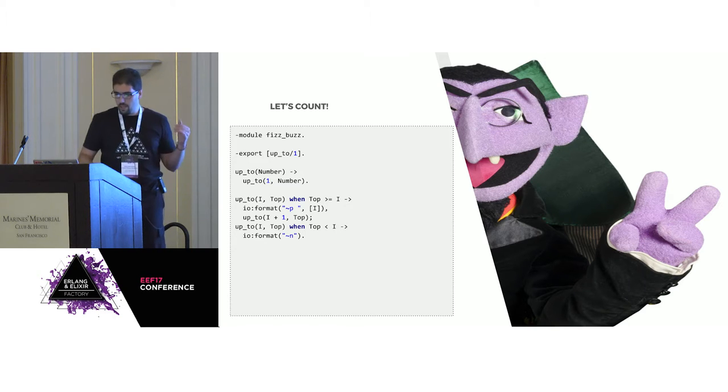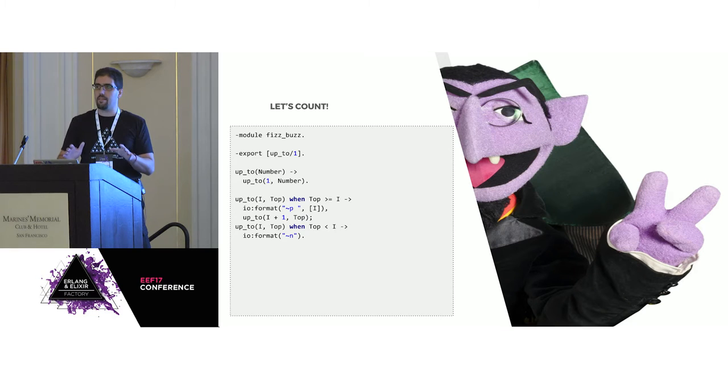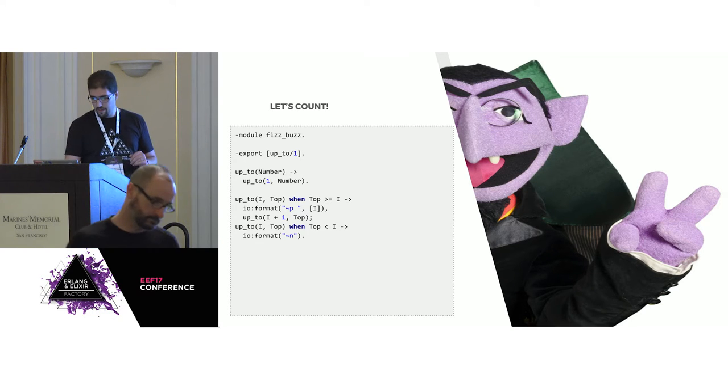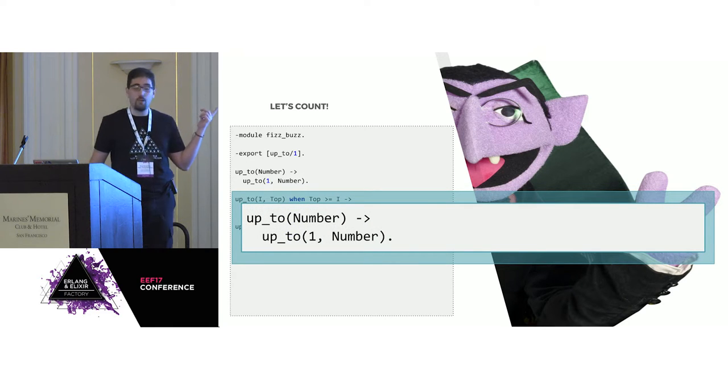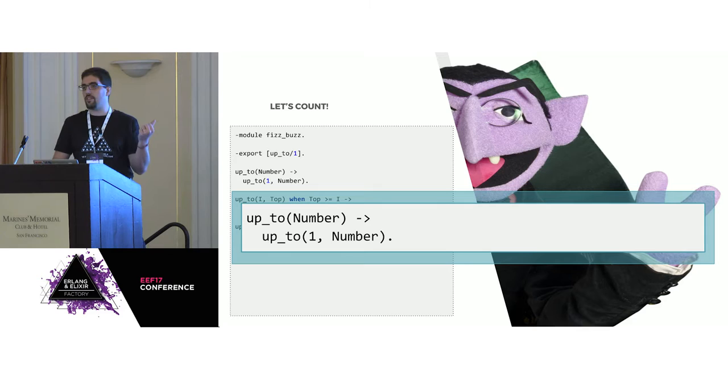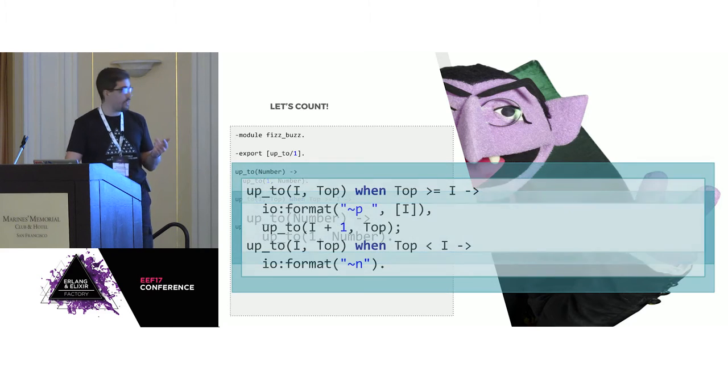But for now, let's start with a very simple case. Let's just print out numbers. OK, easy, very easy. We write down two functions. The first one is the one that's exported. You provide the number. It calls the other one. The other one is the recursive function that traverses the list of numbers and prints them out.